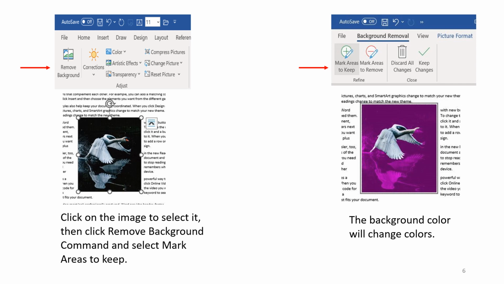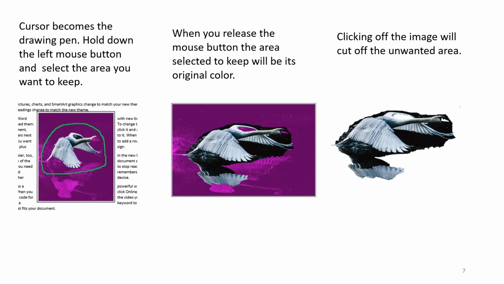Click on the image to select it, then click Remove Background command and select Mark Areas to Keep. The background color will change colors. The cursor becomes the drawing pen. Hold down the left mouse button and select the area you want to keep. When you release the mouse button, the area selected to keep will be its original color. Clicking off the image will cut off the unwanted area.